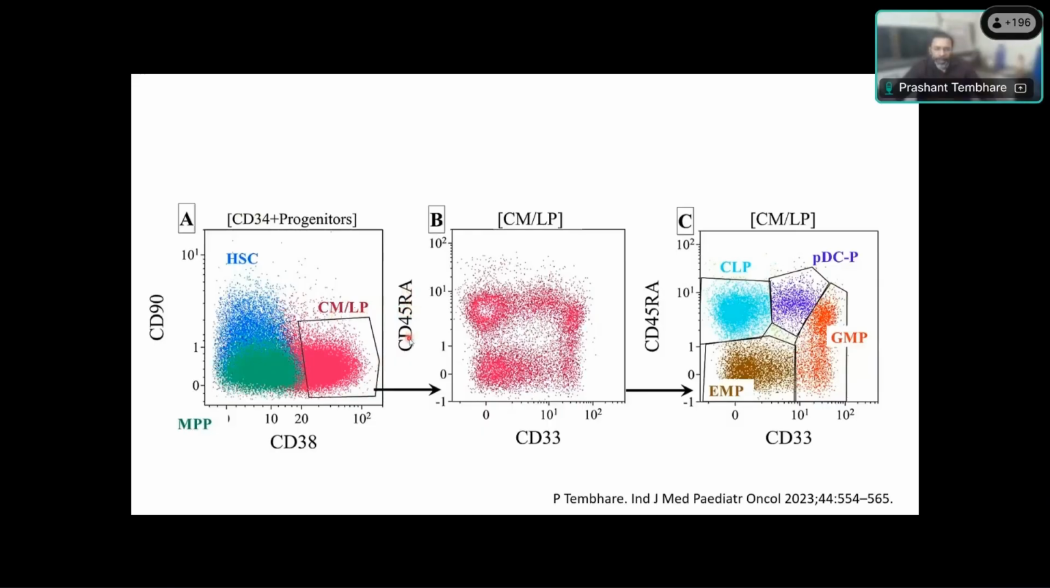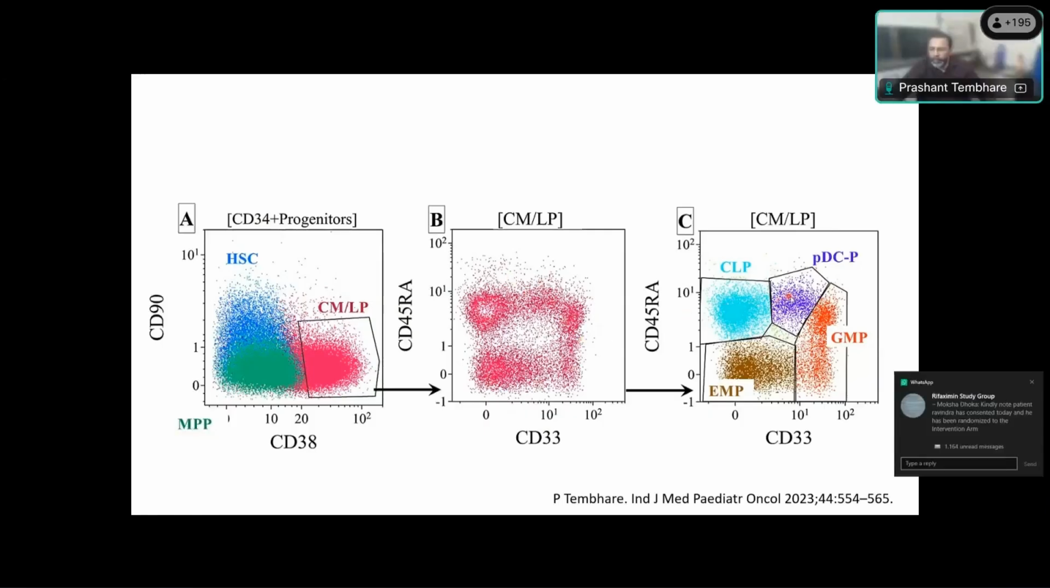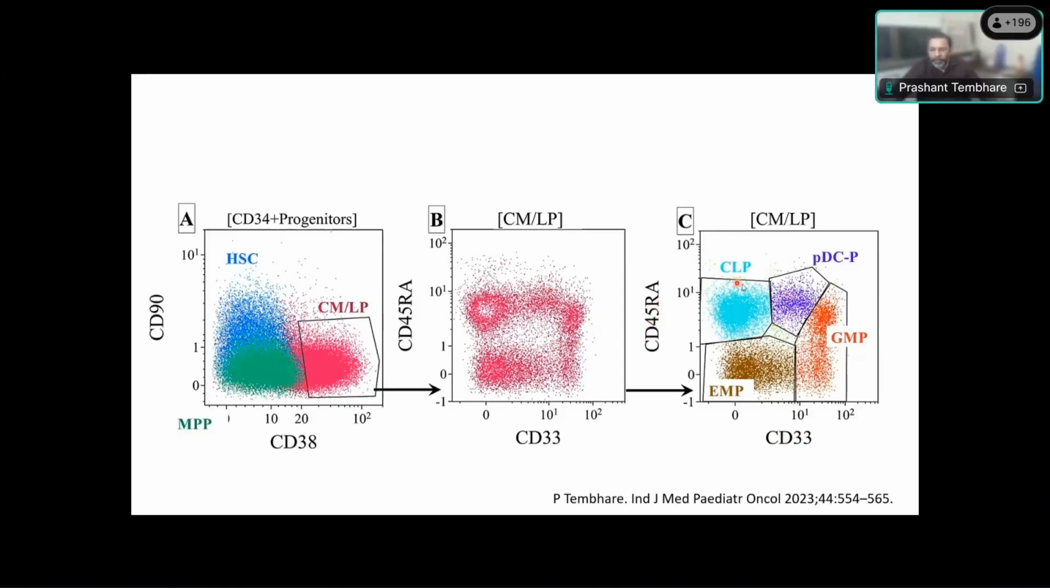Now, if you take this population, the common myeloid lymphoid progenitor, and study the expression of CD45RA and CD33, you will see it forms multiple clusters. There is one cluster here, one here, one here, one here. There are 4-5 clusters. If you give them color, we have a cluster which is CD45RA positive but CD33 negative. This is the common lymphoid precursor, progenitor.